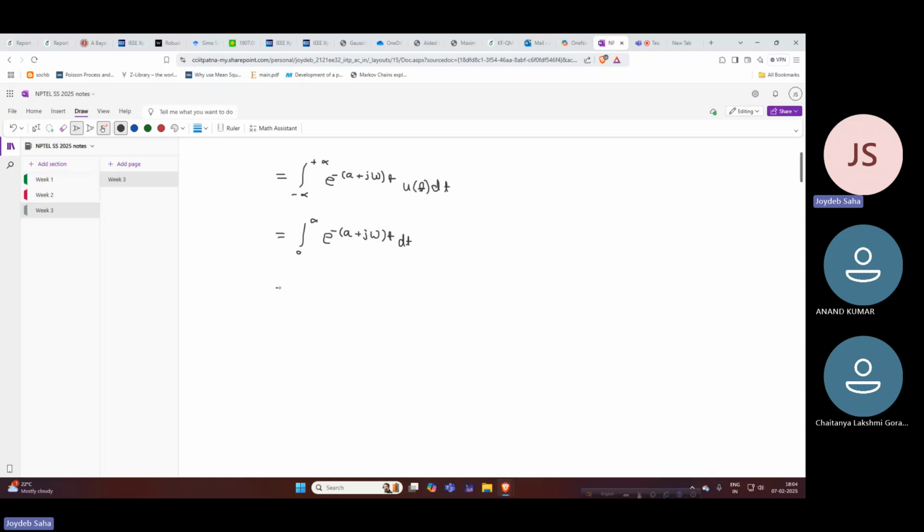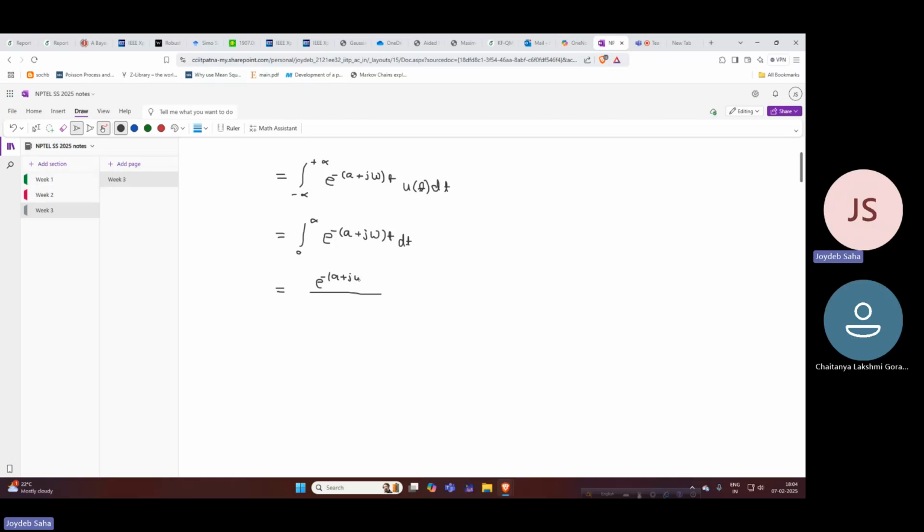Okay, so we will integrate it and we will get e to the power minus (a plus j omega) t divided by minus (a plus j omega), where t's value is from 0 to infinity.